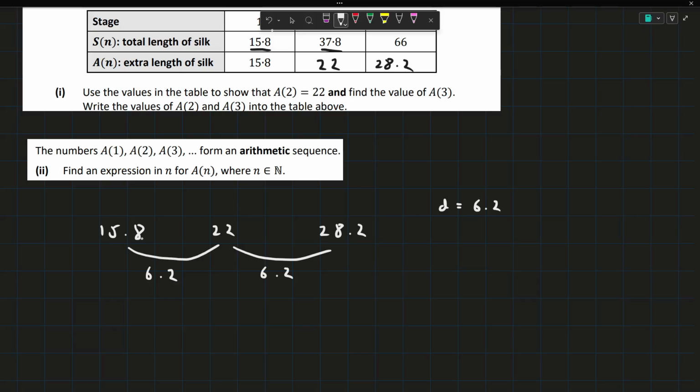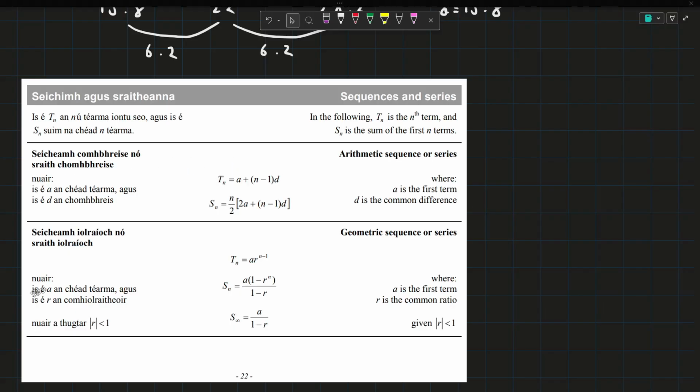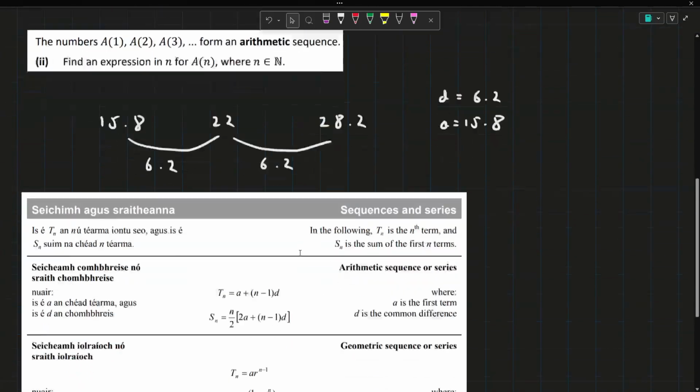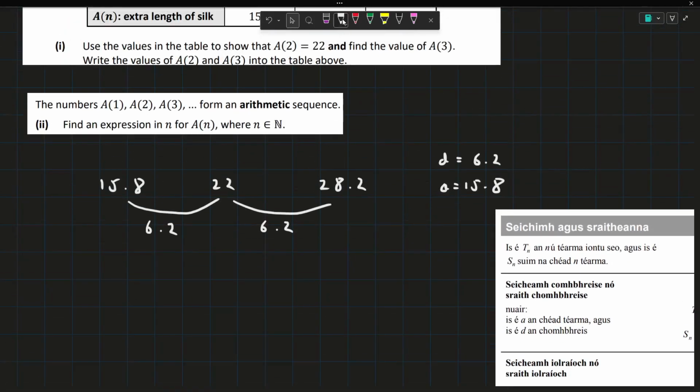And then we also need to know the starting term, which is 15.8. So A is equal to 15.8. You don't have to memorize that, by the way. It's in the formulae and tables. So if you go to page 22, we have sequences and series, and it says that A is the first term and D is the common difference. This is for arithmetic. And we can see that the nth term is given by this here. They have it down as T of n. For some reason, they're writing it in this question as a function, A of n, instead of putting the n kind of lower down, but it doesn't really matter. It's just the convention of writing it.